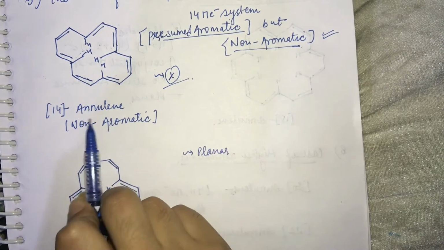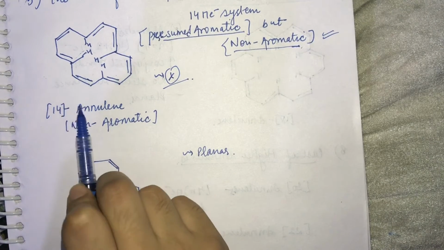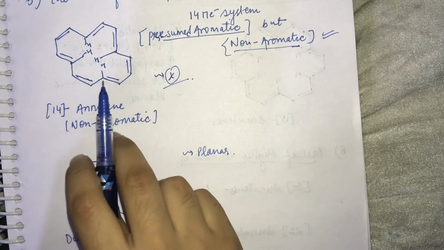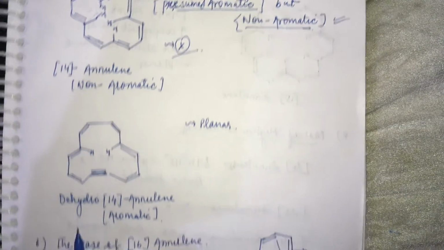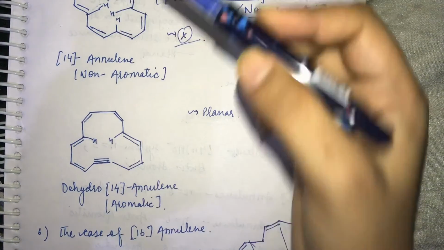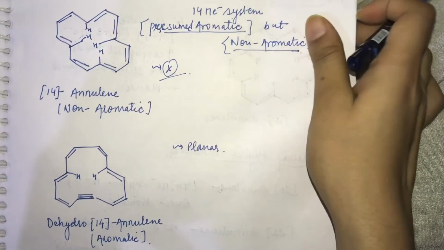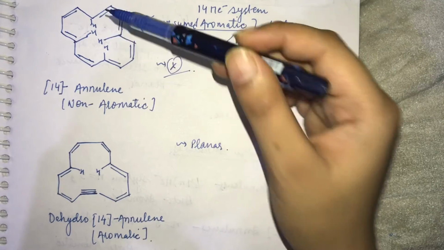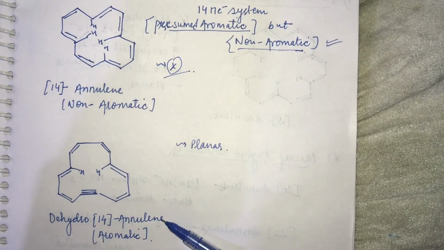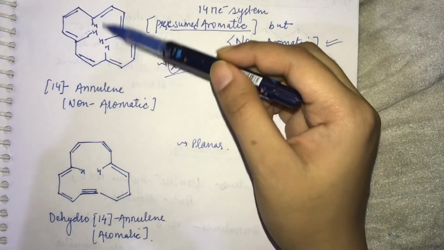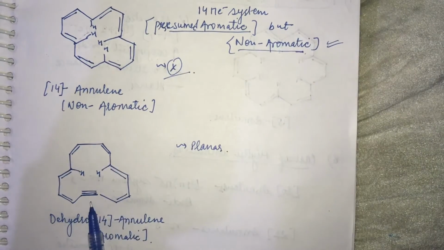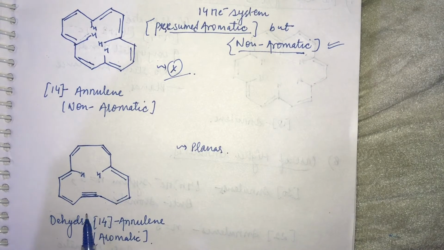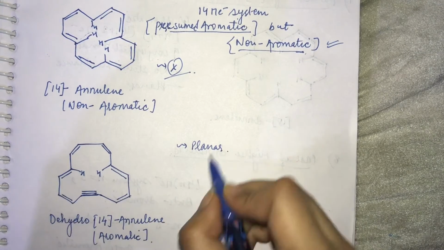Also, it was observed that the dihydro-14 annulene, formed by removing two interfering hydrogens, leads to the formation of a triple bond, which is a planar molecule.